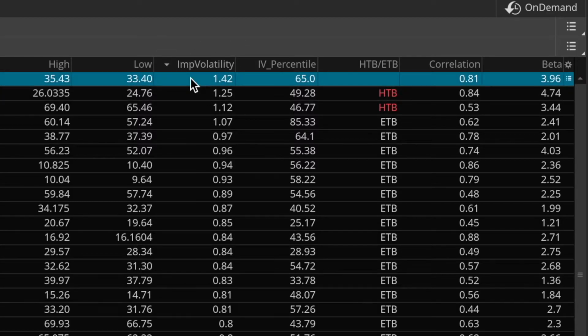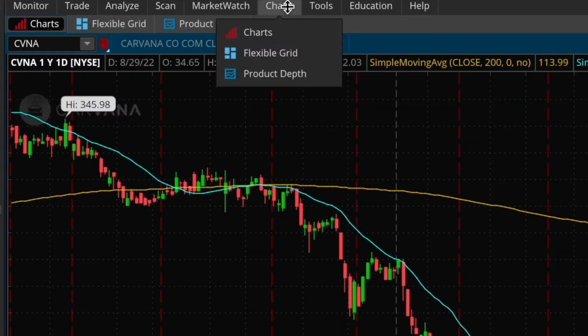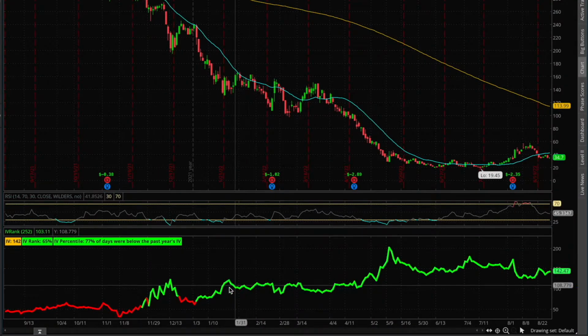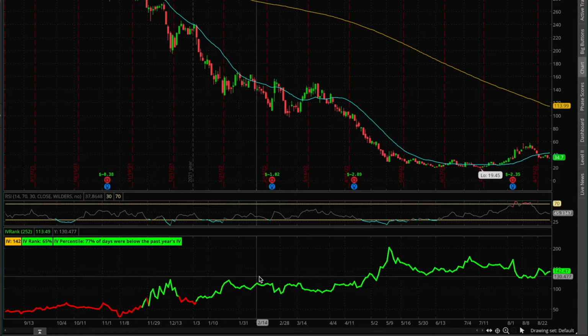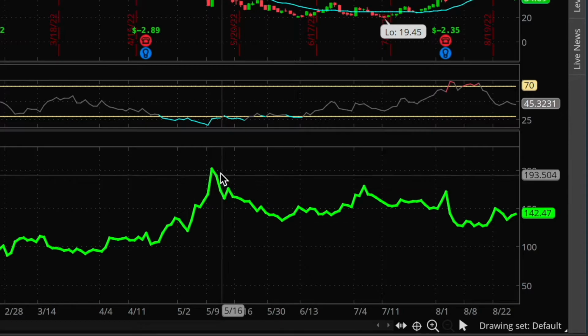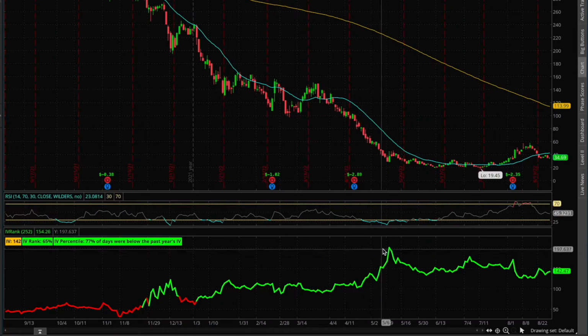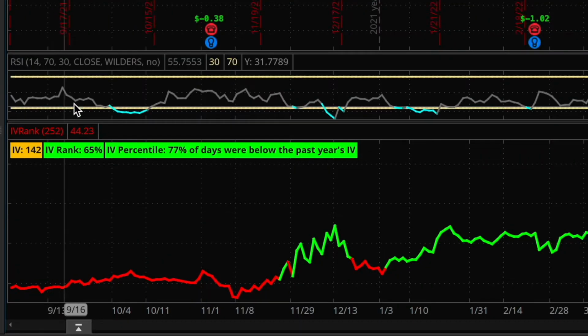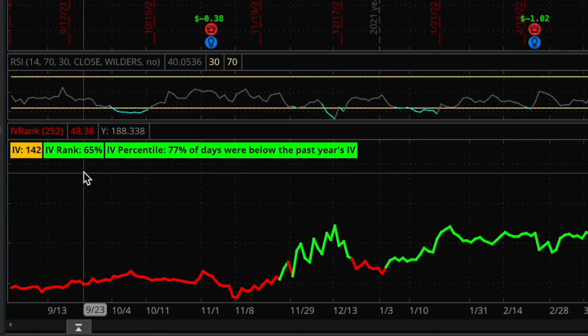So in the case of Carvana, if we come back to the charts so you can at least visualize this, again, down below is an actual chart of the implied volatility for the stock. And right now, as you can see, it's definitely on the higher end, right? With the IV at around 143%. It's definitely not at the highest point it's been in the past 1 year, but it's also still much, much higher than usual. And so IV rank specifically is a number between 0 and 100.